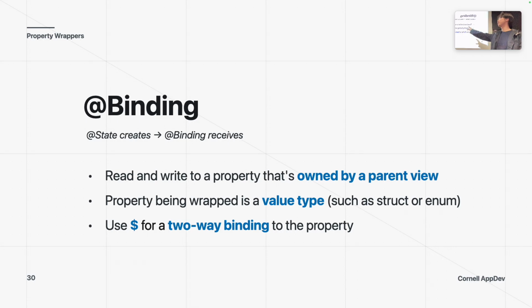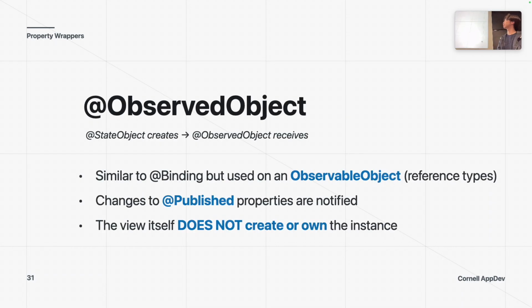This is also being used for a value type. We also have a reference type equivalent, which is @ObservedObject. It's the equivalent of @StateObject, but you're now passing it, so you're receiving it from some other source. Same thing, changes to @Published will be notified, and you want to use this if the view does not create or own it. So it's being passed from a parent.